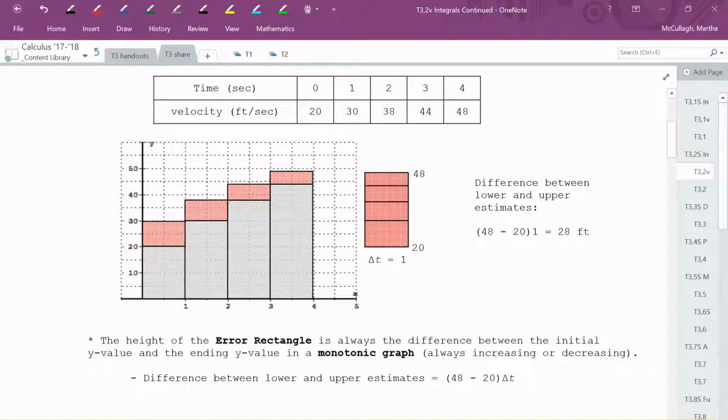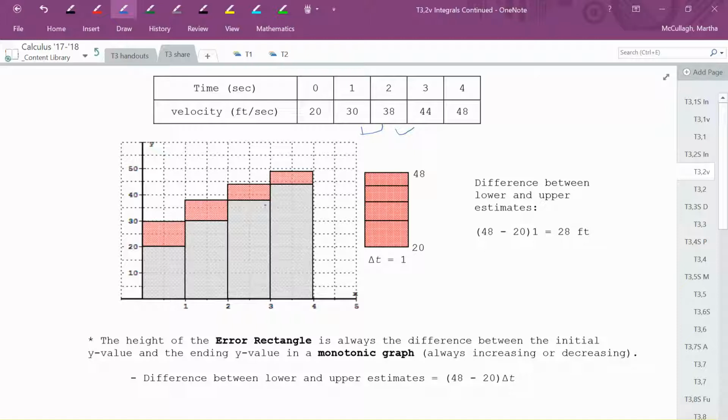So what we've done is we've taken these gray rectangles representing the underestimate. For the entire first 1 second interval, we're assuming that the car traveled at a velocity of 20 feet per second. For the second 1 second interval, we're going to assume the least possible velocity, and that's the 30 feet per second. And for the third interval, we're going to assume the least possible velocity at 38 feet per second, etc. That's the underestimate.